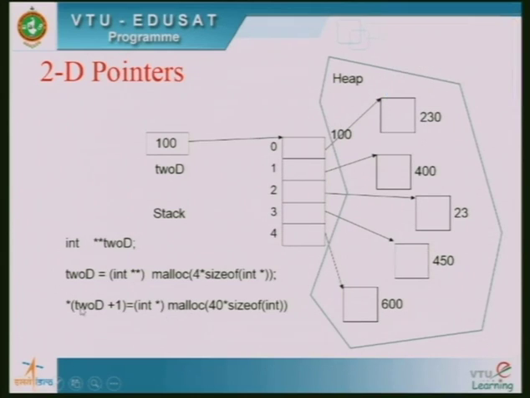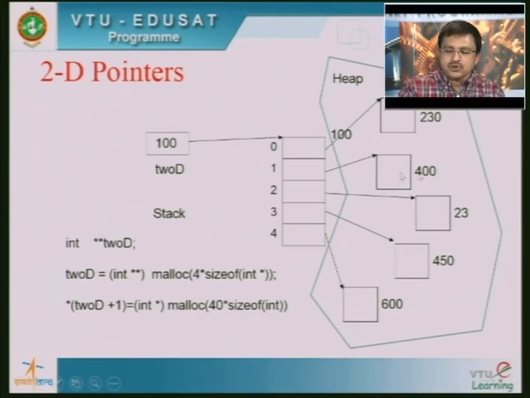I have shown one of them, *(2D + 1), that is the content of 2D plus 1, that is this space here. I have allocated a block of 40 integers on the heap. So this is the block of 40 integers, and the starting address of that is 400, and that gets written here. Similarly, I can use the other locations. So this is an example where I can implement 2-dimensional arrays. So I have this in the heap.